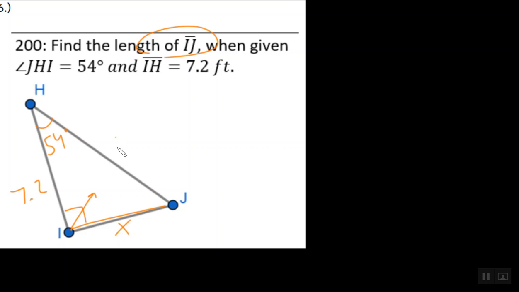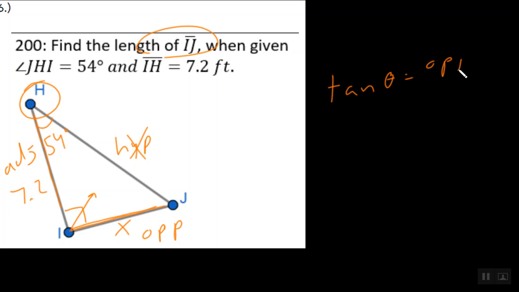Our arrow points to the hypotenuse, and we'll notice that when we circle our relevant angle, the 7.2 is our adjacent side, which means that this side X is the opposite. Now recall, we always want to get rid of the useless piece of information, so which one of these three sides really doesn't help us out? Well, of course, that would be the hypotenuse. The hypotenuse does not help us out at all. Since we're using the adjacent and the opposite, we'll go ahead and use our tangent function. So tangent theta is equal to the opposite over the adjacent.